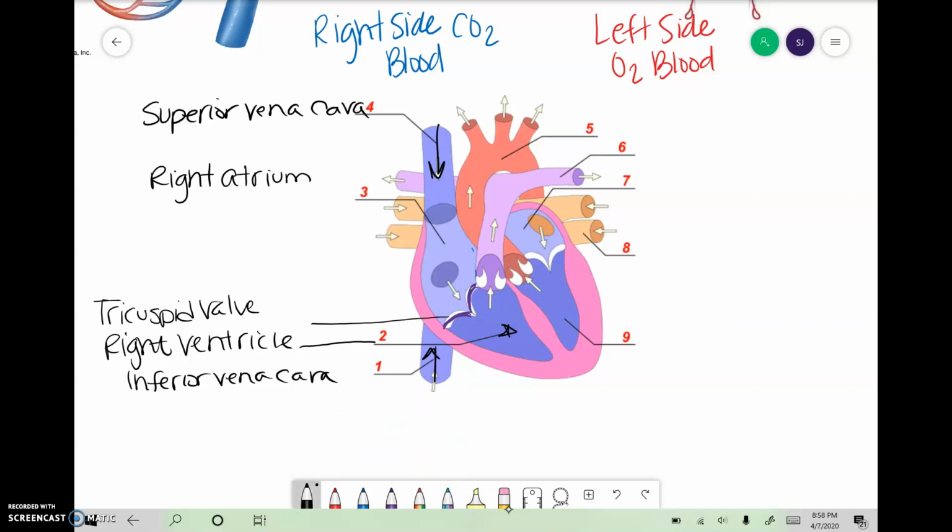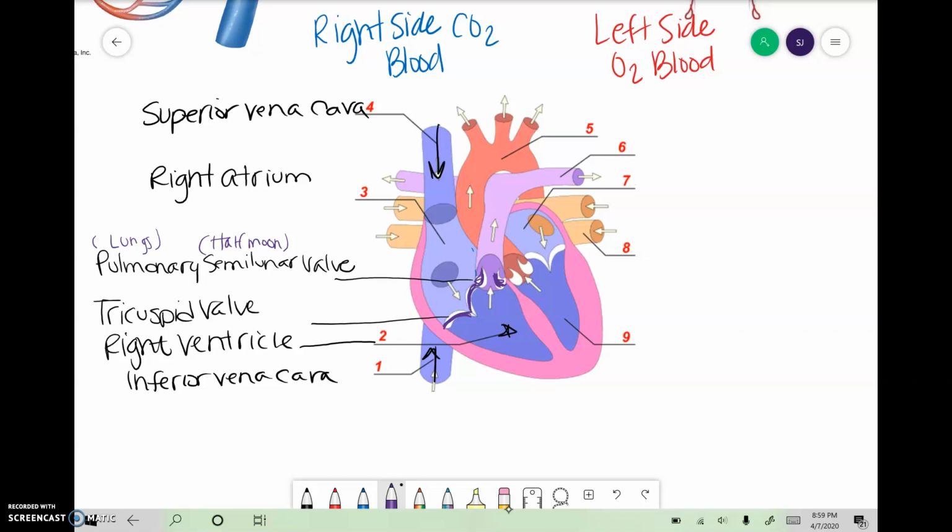Okay, again, every door has a valve. Okay, and this valve is called the pulmonary semilunar valve. Okay, and some people will just call it the semilunar valve. Okay, and it gets its name from its shape. Okay, semilunar meaning half moon. So it has a half moon shape. Okay, and then pulmonary means lungs. Okay, so again, those med terms kind of popping up. Okay, so pulmonary semilunar valve.